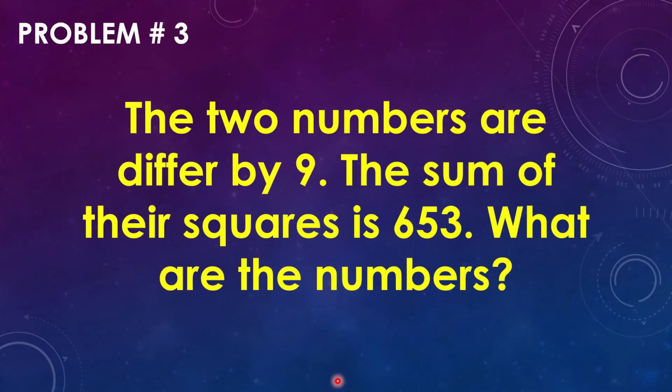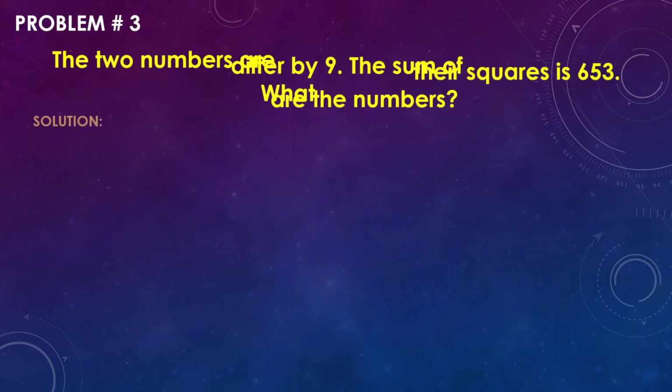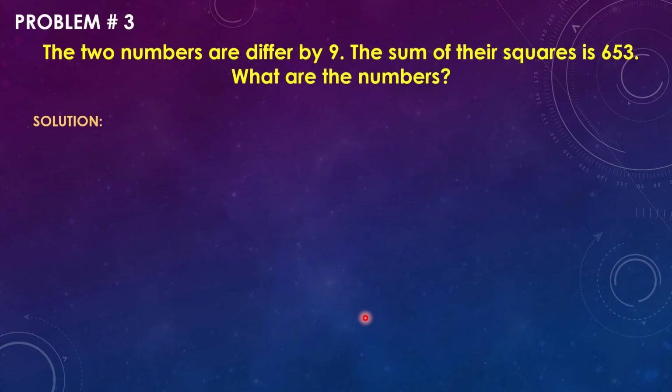Okay, let us move on with problem number 3. The two numbers differ by 9. The sum of their squares is 653. What are the numbers? Okay, so we are now talking about two numbers. So in this case, we need to find the value of the given two numbers.